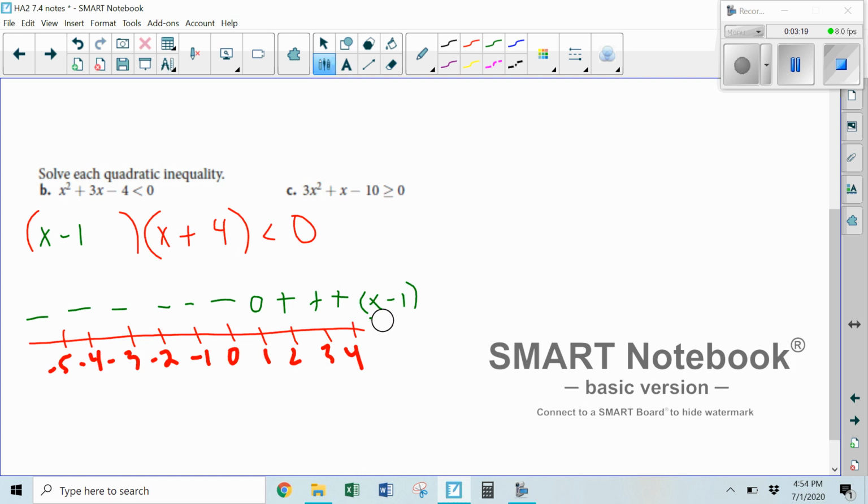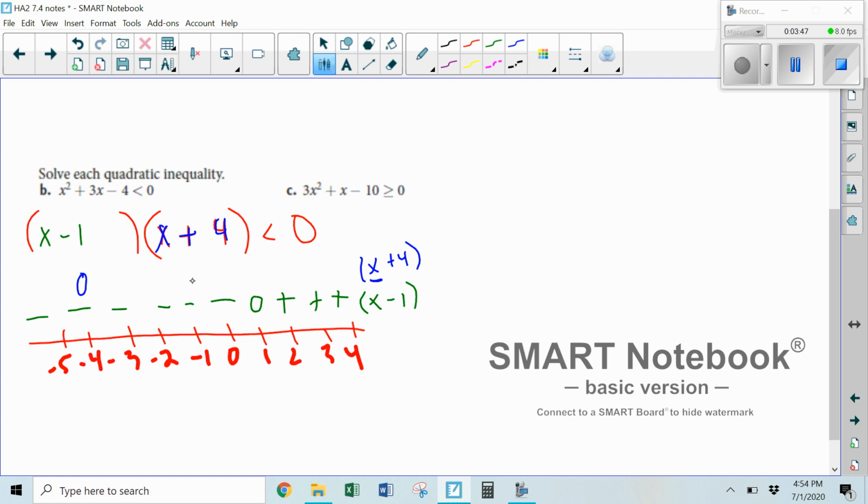Then you're going to do the same thing with the other factor. I guess I'll do that one in blue. x plus 4. You can write it wherever. I usually just do it above it. So where am I going to get 0? At what x value will I get 0? At negative 4. So at negative 4, put a 0 there. Then we're going to put either pluses or minuses on this side, pluses or minuses on that side.